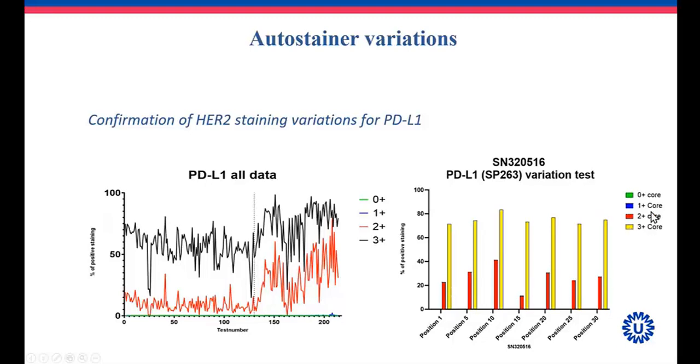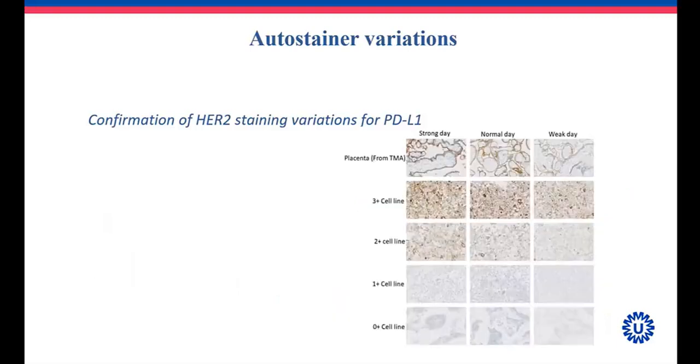And again, especially for the 2+ score, you see there is way too much variation between the different positions within the same stainer. So that makes sure that it's not just HER2. This also applies to PD-L1 and probably many other antibodies that you might use in your clinical practice. Again, to visualize this, you see here strong day, normal day, and weak day. And again, especially for the 2+ cell line, you see that there's way too much variation between a normal day and a weak day.